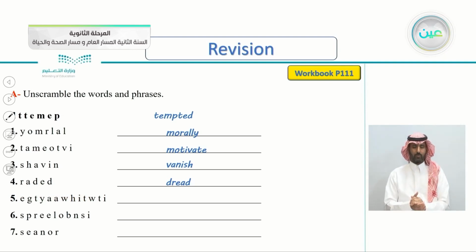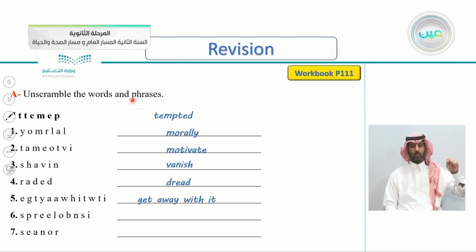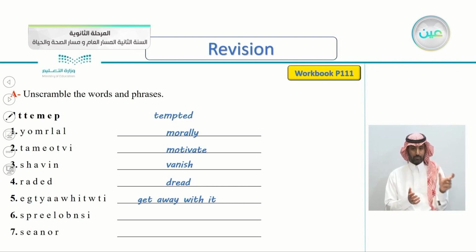So, did you get it? Okay, let's see. The correct answer here is get away with it. So this here is a phrase, just as I told you. Sometimes it's a phrase. So we have 4 words here, which makes, of course, a phrase.